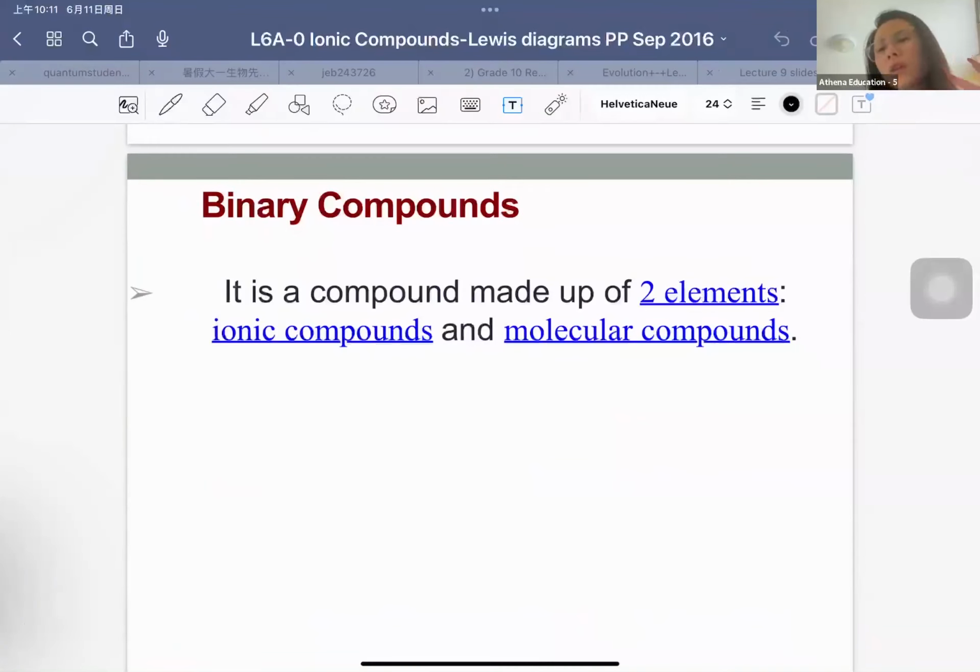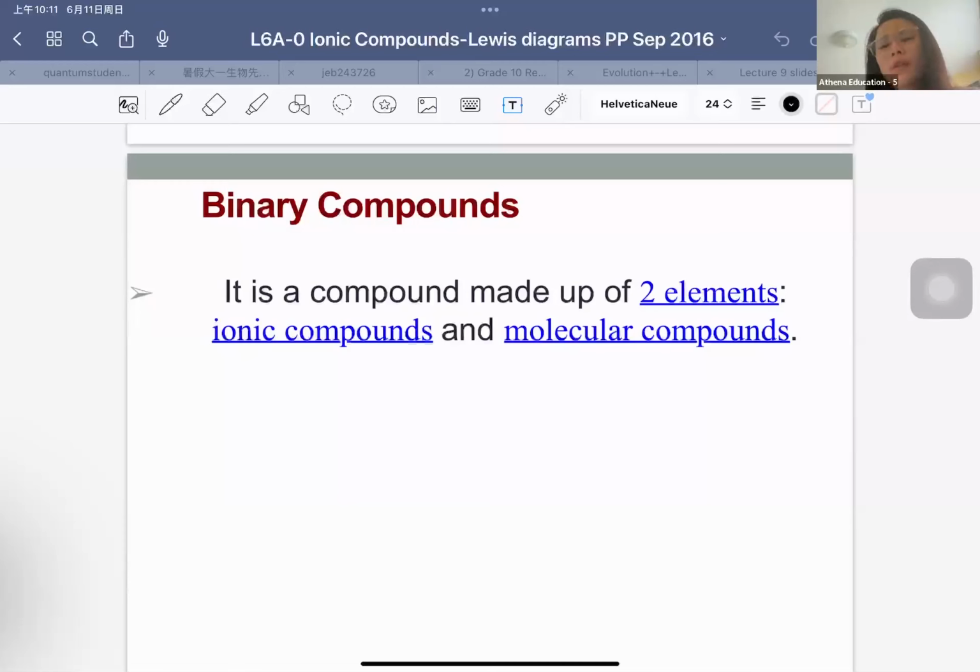And within the category of pure substances, there are two kinds of matter: elements or compounds. So compounds can be further broken down into binary compounds and more complicated ionic compounds. And today we're going to learn more about binary compounds.